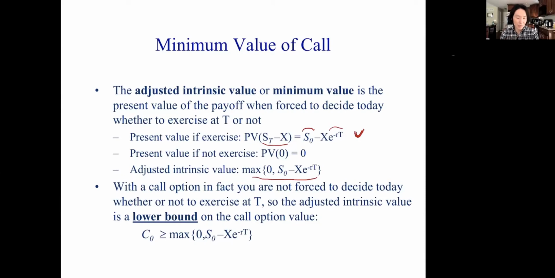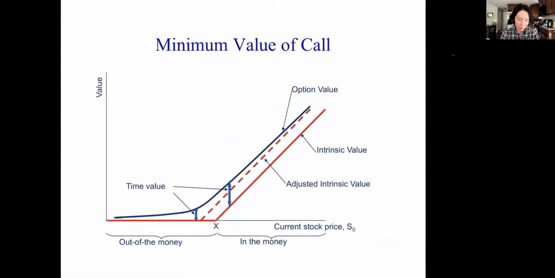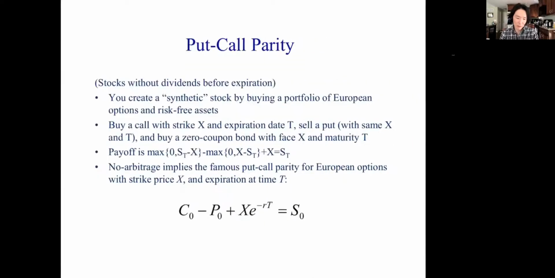And it is known for a call option price that the market value is always greater than the intrinsic value of the call. So that the market value of the call is always above this adjusted intrinsic value. Okay? And this difference is basically what's called the time value of the call. Okay? Now, another important property about options in general is what's called the put-call parity. Okay? So how can you understand the put-call parity? Well, you create a synthetic stock buying a portfolio of European call and European put and also risk-free asset.